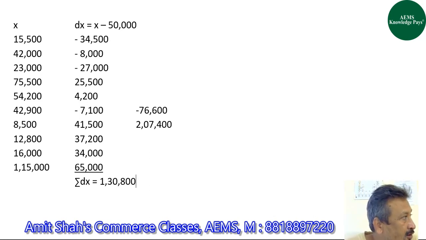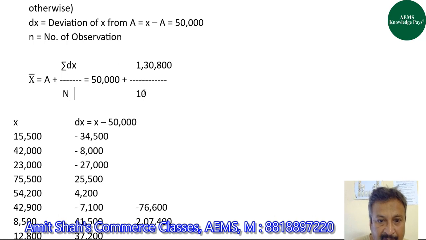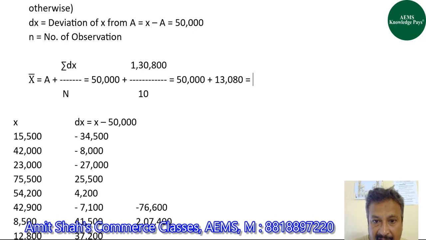Have you got this, guys? All? So 130,800. So 50,000 plus 130,800 divided by n, that is 10, which is the number of observations. That is 50,000 plus 13,080, which means 63,080.